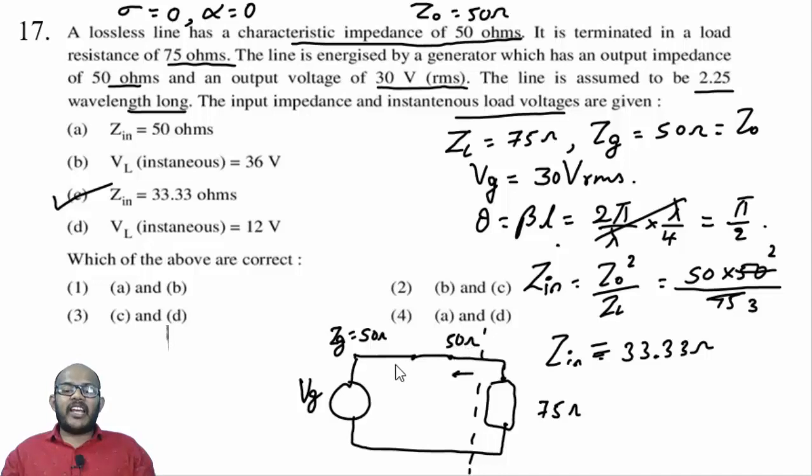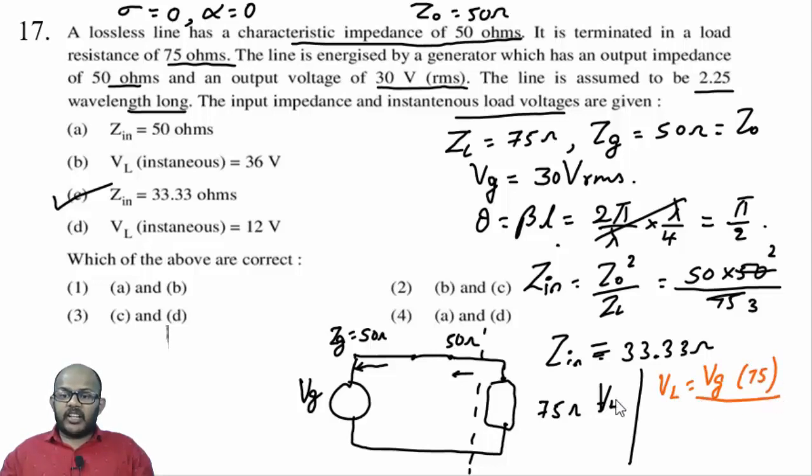So you will not be getting any reflection. So the source is safe. Now let me apply the voltage divider rule in order to calculate the value of VL. How can I express VL? VL equals Vg into 75 divided by the total resistance, 50 plus 75, where Vg is 30 volt RMS. So what I will be getting is VL equals 12 volts.